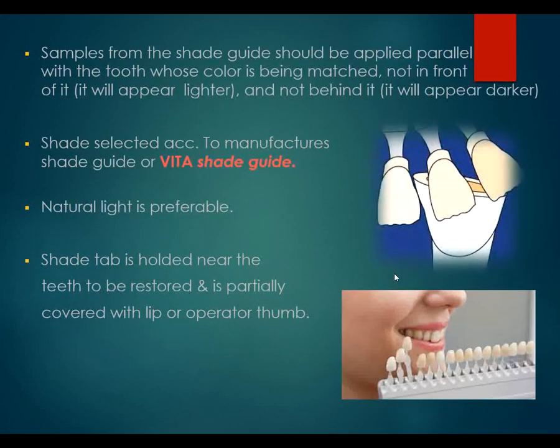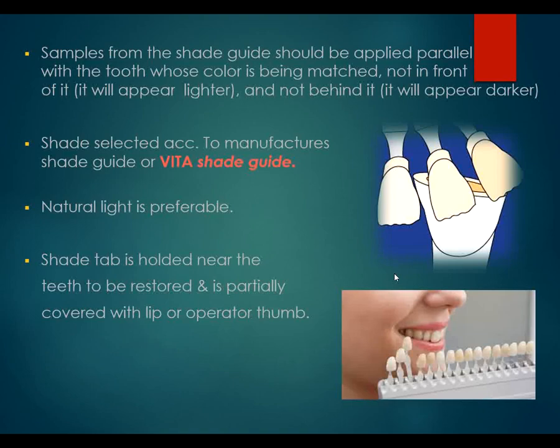Samples from the shade guide should be applied parallel with the tooth whose color is being matched, not in front of it. If we put the shade guide in front of the tooth, it will appear lighter, and if behind it, it will appear darker. Shades are selected according to manufacturers' shade guides or Vita shade guides. Natural light, which is sunlight, is preferred.